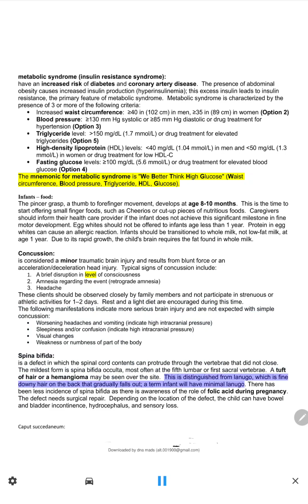This is distinguished from lanugo, which is fine downy hair on the back that gradually falls out. A term infant will have minimal lanugo. There has been less incidence of spina bifida as there is awareness of the role of folic acid during pregnancy. The defect needs surgical repair. Depending on the location of the defect, the child can have bowel and bladder incontinence, hydrocephalus, and sensory loss.